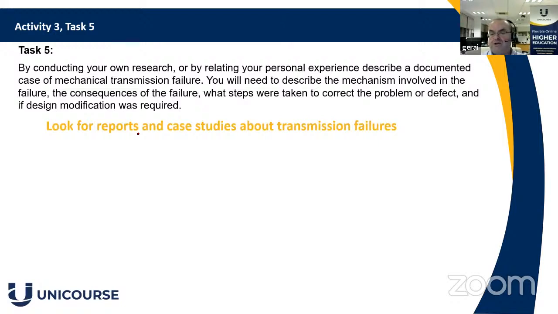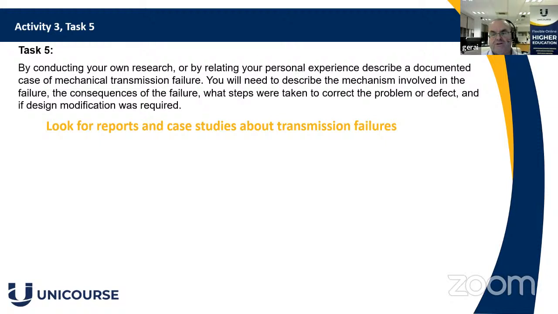First thing to do is to look for reports and case studies about transmission failures. Now, there's a lot of them. They give case studies. The marine industry is quite good on propulsion shaft failures, train line accident investigations where perhaps the gearbox has failed and the train has derailed. So there's lots of them. So don't be sort of concerned.